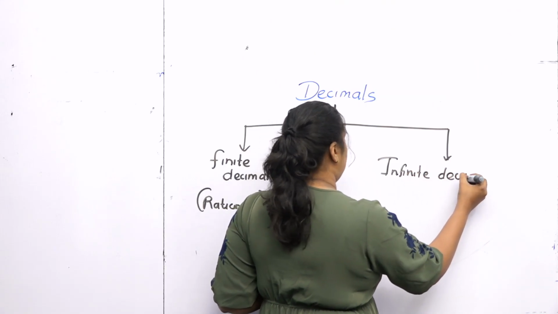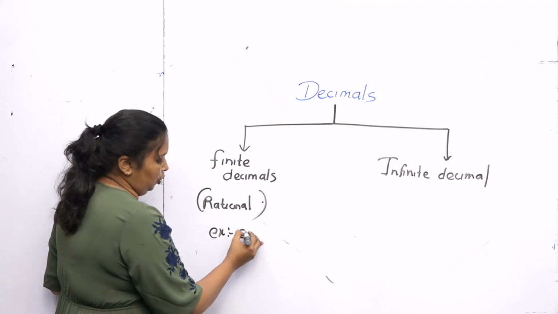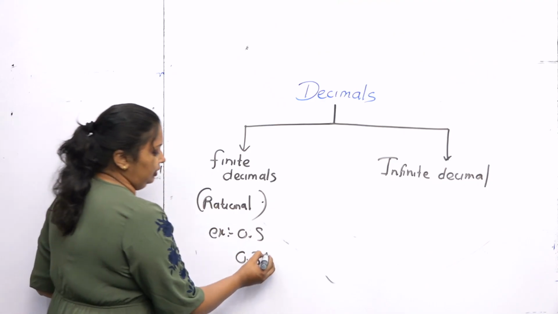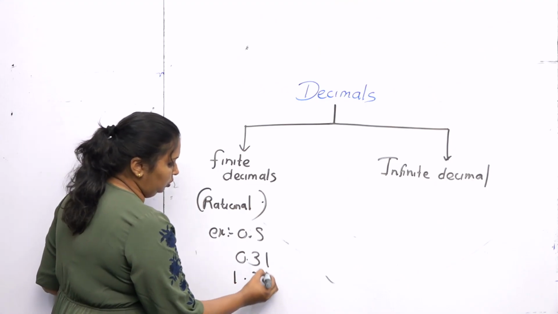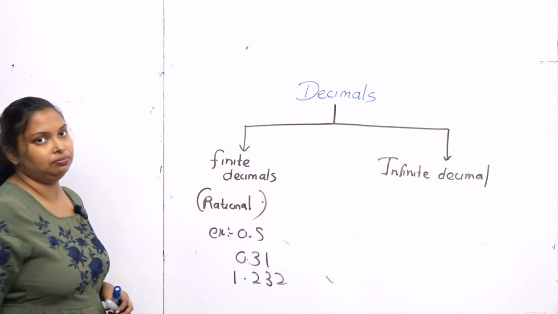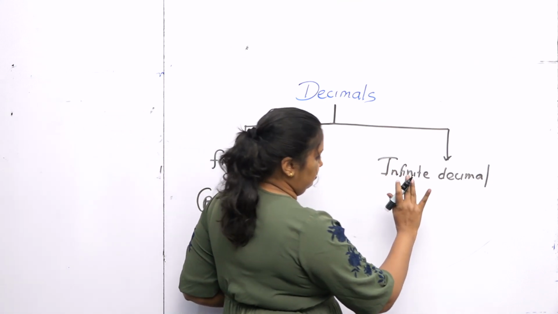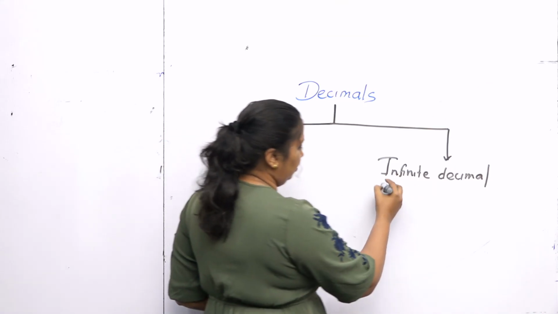That means the decimal values do not stop. For example, 0.5, 0.3, 0.31. Clear? Then 1.232. That's all. It stops there, right? But infinite decimals means it does not end.